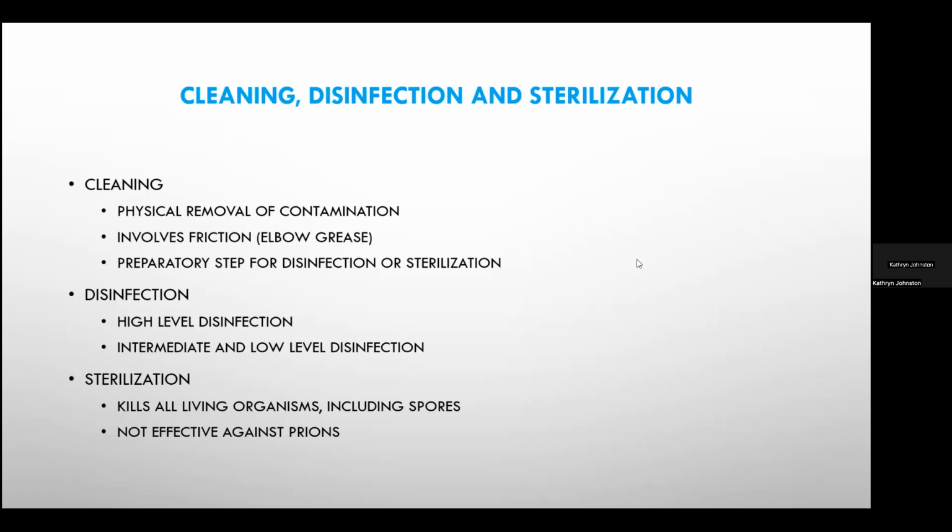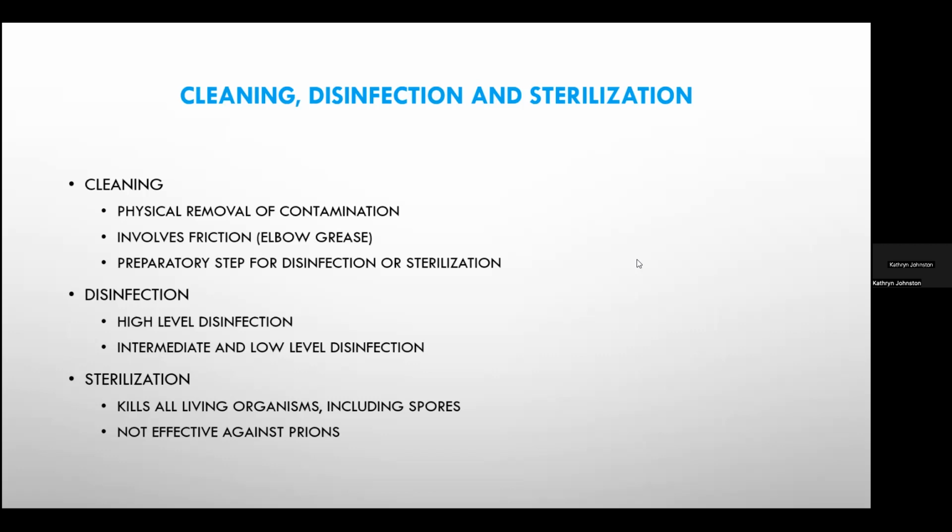So the types of things that you would use for intermediate or low-level would include things like mattresses and furniture, incubators, blood pressure cuffs, so things like that that generally come in contact with intact skin. And then sterilization is the strictest of all of the components, and sterilization is a validated process, and it's used to render an object free from viable microorganisms, including viruses and bacterial spores.